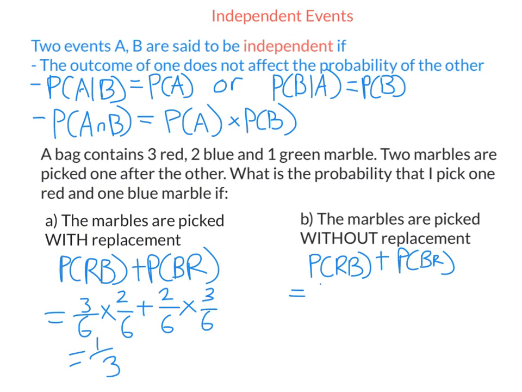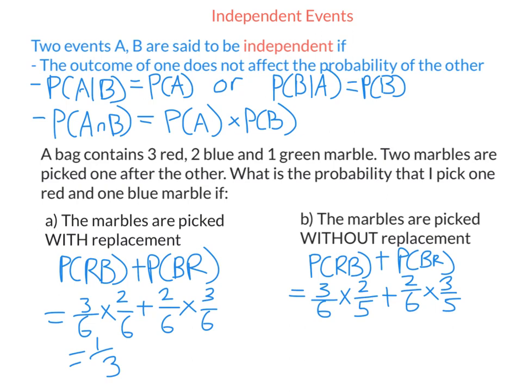So the probability of getting red on the first go is still 3 out of 6. But if I get red on the first go, the probability to get blue on the second go, there are 2 blues but only 5 marbles left, because I took one of the reds the first go and didn't put it back. Similarly, for the next one, probability I get a blue the first go is 2 over 6, but the probability I get a red the second go is now 3 over 5, because there are only 5 marbles left. So the only difference between these two was the probability on the second pick.